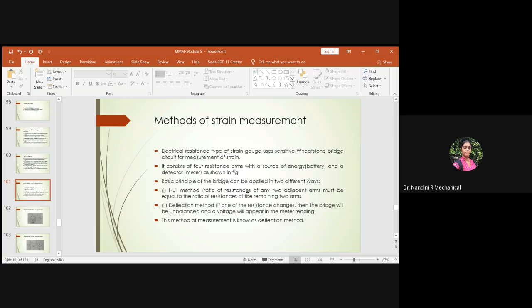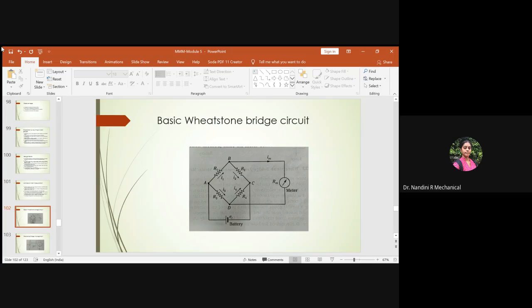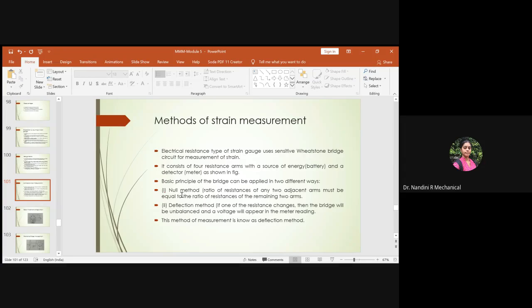The ratio of resistance of any two adjacent arms must be equal to the ratio of resistance of the remaining two arms. So any arm you take, either R1 by R2 should be equal to R3 by R4, or R2 by R4 should be equal to R1 by R3, any ratio of the arms what you take. Then it shows a null position. Okay, so that is called our null method.